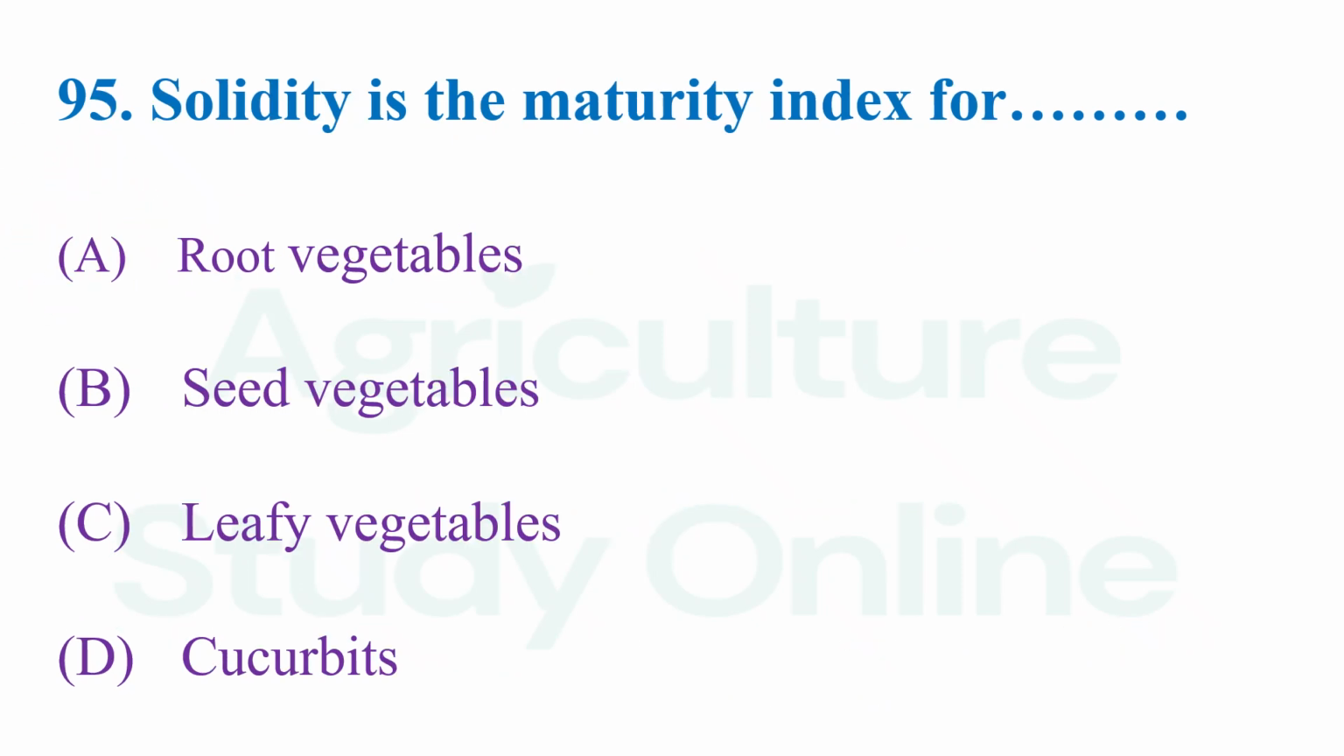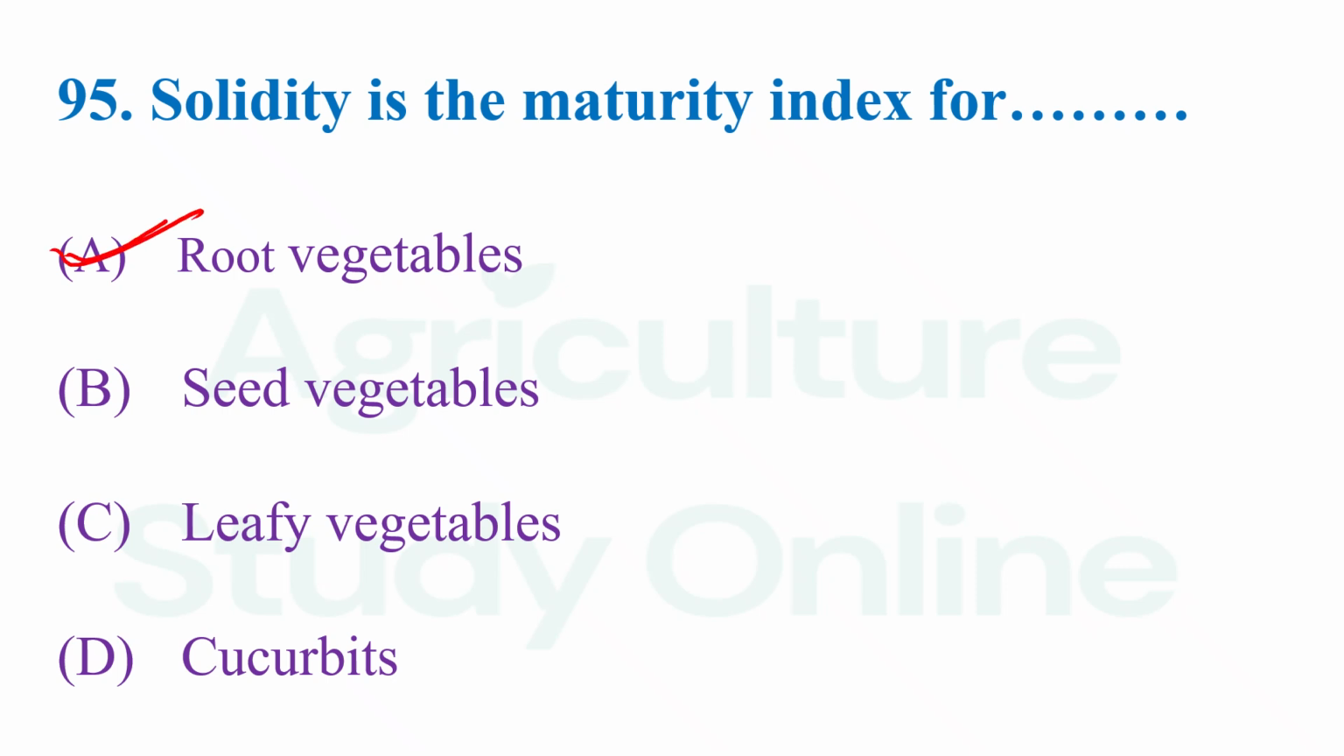Question number 95. Solidity is the maturity index for, so solidity, or the firmness or compactness, which is used as a maturity index for root vegetables, because as roots mature they will become dense, or they will become firmer. Over-mature roots may become more woody, or more fibrous. So optimum maturity is proper solidity, neither too soft nor too hard. Examples like carrots, radish, beetroots, turnips. So the correct option is option number A, that is root vegetables.